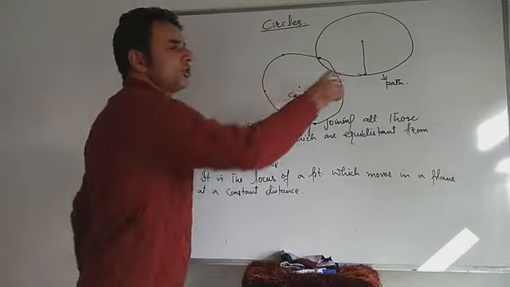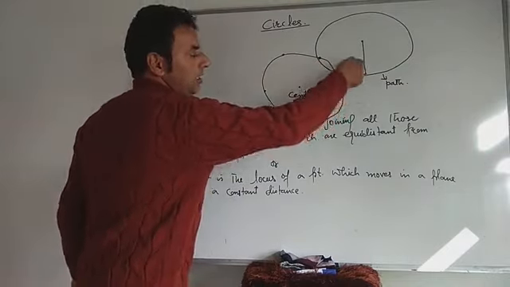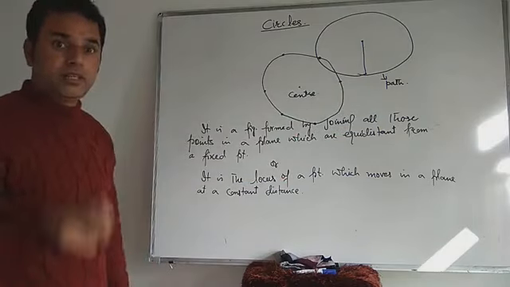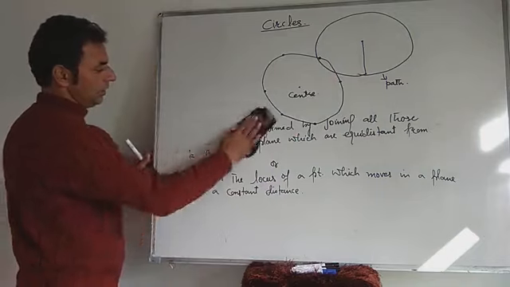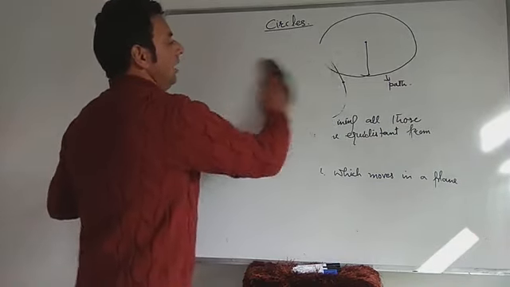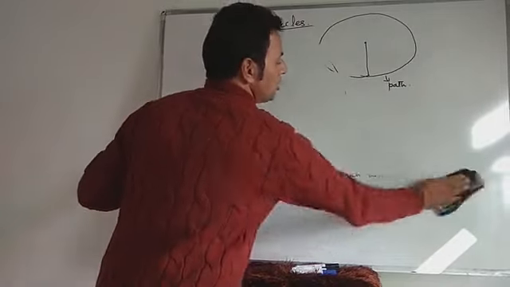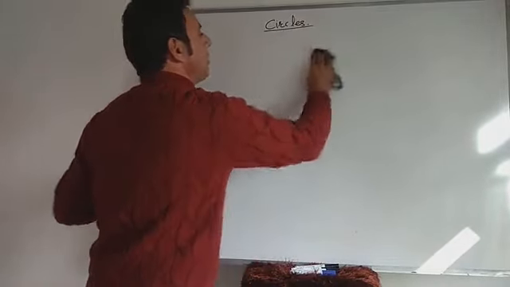But the movement should be at constant distance. You have to keep it in stretch. This is the second definition of the circle. Okay. First I told you it is the figure formed by joining those points in a plane which are equidistant from a fixed point.